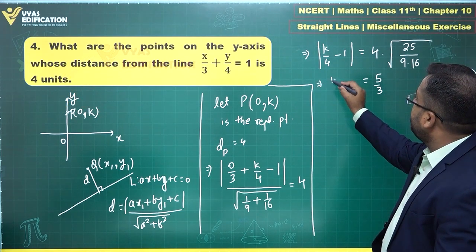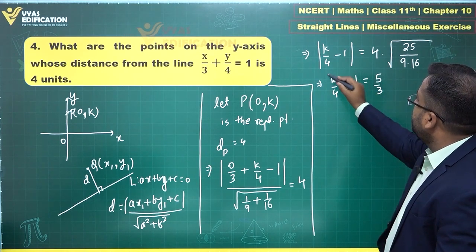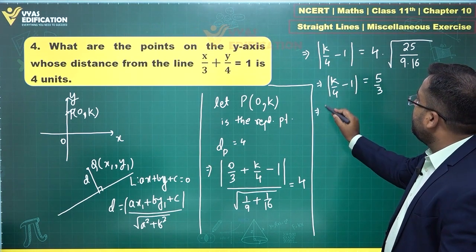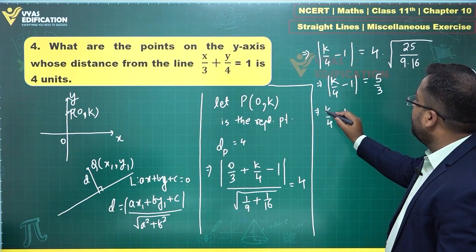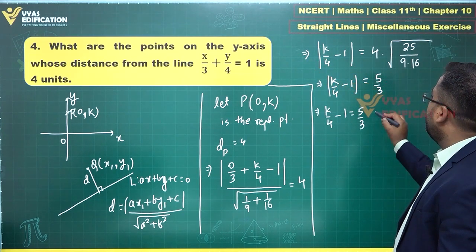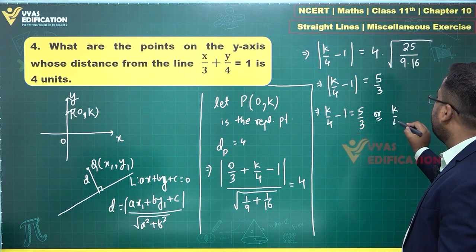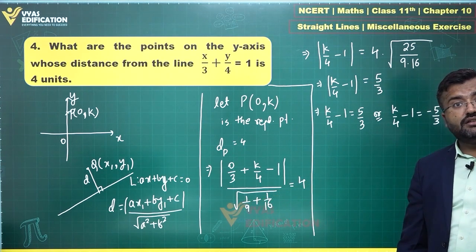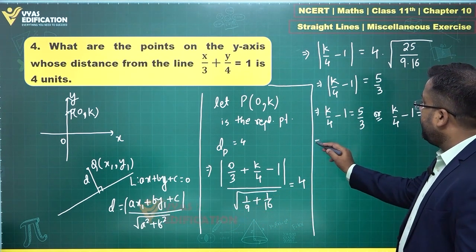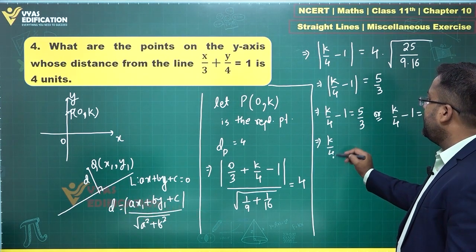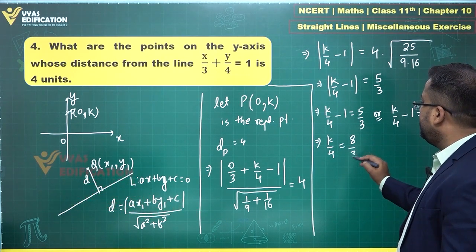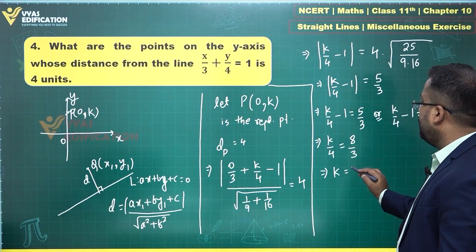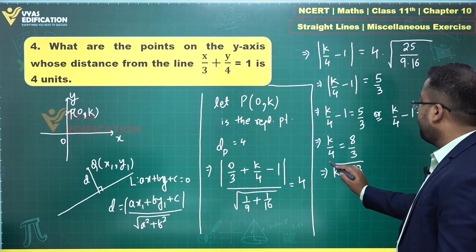And the value of |k/4 - 1| is equal to this. Therefore, k/4 - 1 is equal to 5/3, or k/4 - 1 is equal to -5/3. That's what I get. Right? This is what I get. Let's find the value of k from here. k/4 will be equal to 5/3 + 1, which is 8/3, and this tells me k equals 32/3.